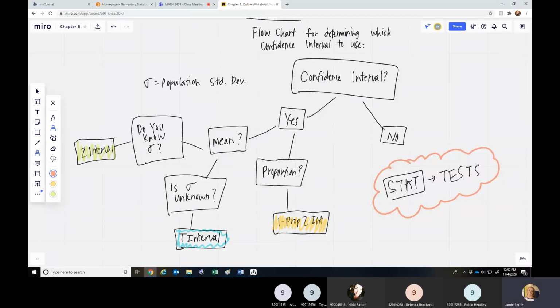If you're dealing with a mean, then you have to break that down even further. Do I know the population standard deviation, or is the population standard deviation unknown? If you do know the population standard deviation, then you're going to do a Z interval.